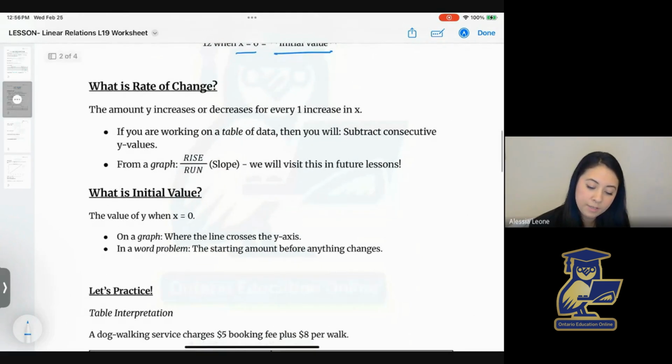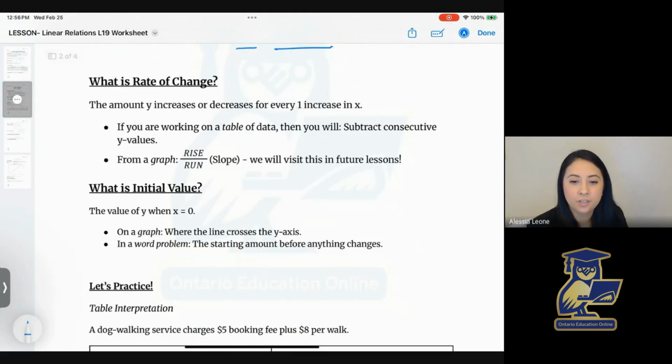Just a more formal definition, what is rate of change? It is the amount y increases or decreases for every 1 increase in x. So as x increases, how much is y changing? If you're working on a table of data, then you will subtract your y values to find the differences. On a graph, you're going to look at rise over run. You're going to look at your slope. And this we are going to visit in future lessons.